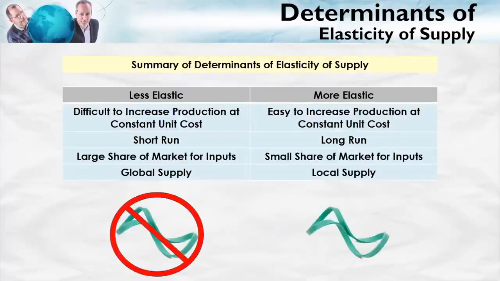Okay, let's summarize. What makes a supply curve more elastic? Fundamentally, a supply curve will be elastic when it's easy to increase production at constant unit cost, or when it's easy to increase production without increasing the unit cost very much. Supply curves tend to be more elastic in the long run compared to the short run. They tend to be more elastic when the good has a small share of the market for its inputs, so it doesn't raise the price of its inputs when the market expands. And goods tend to be more elastic when we're just talking about the local supply of a good rather than the global supply, which tends to be less elastic.